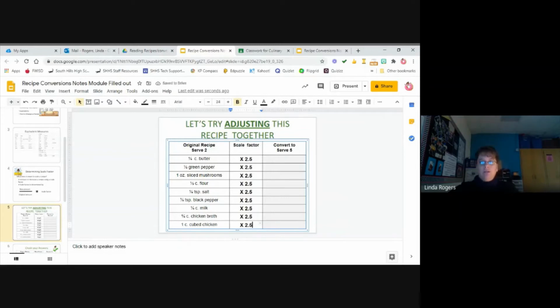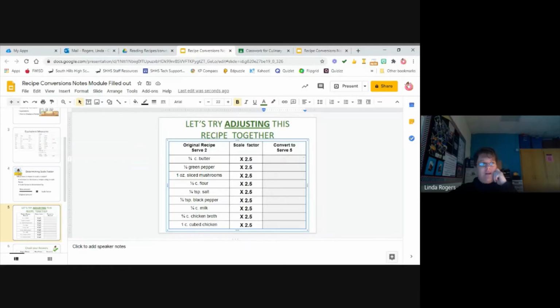Okay. So let's look at our first one. We have 1/4 of a cup of butter, and we're going to multiply it by 2.5. So what are we going to do? What's 1/4 in decimal? Yes, 0.25. We're going to multiply by 2.5. What are we going to get? 0.625, right?